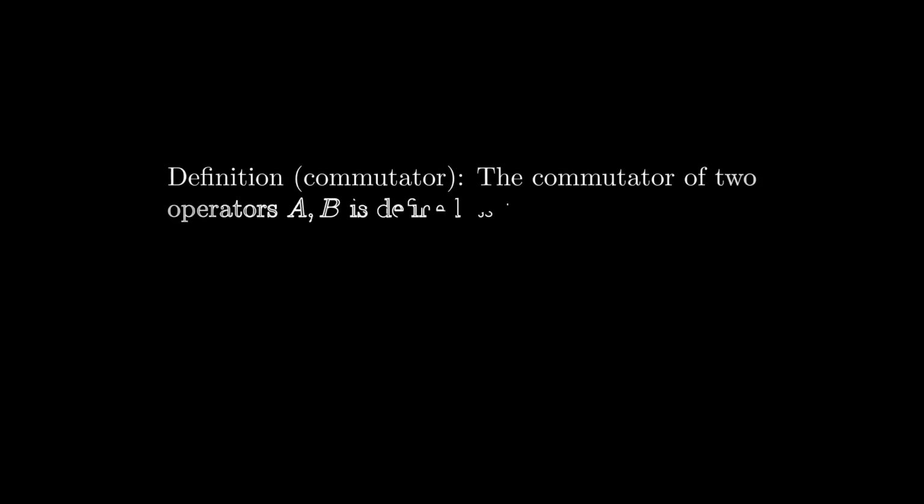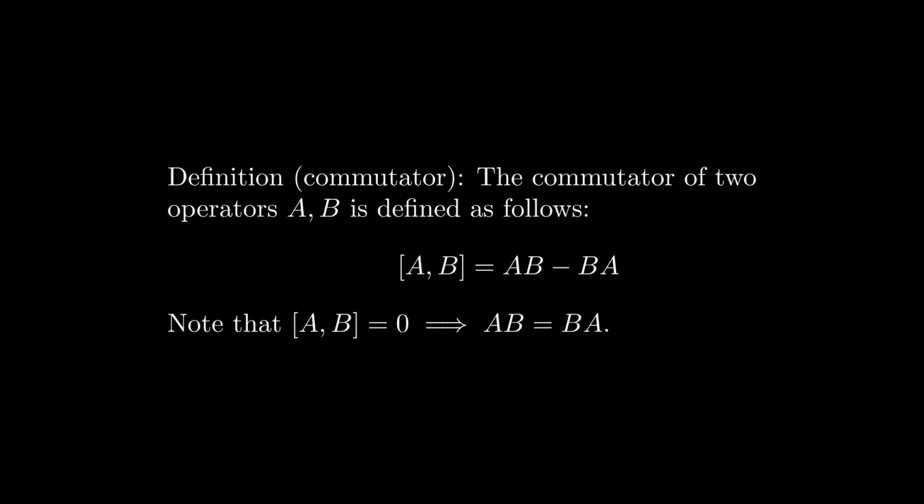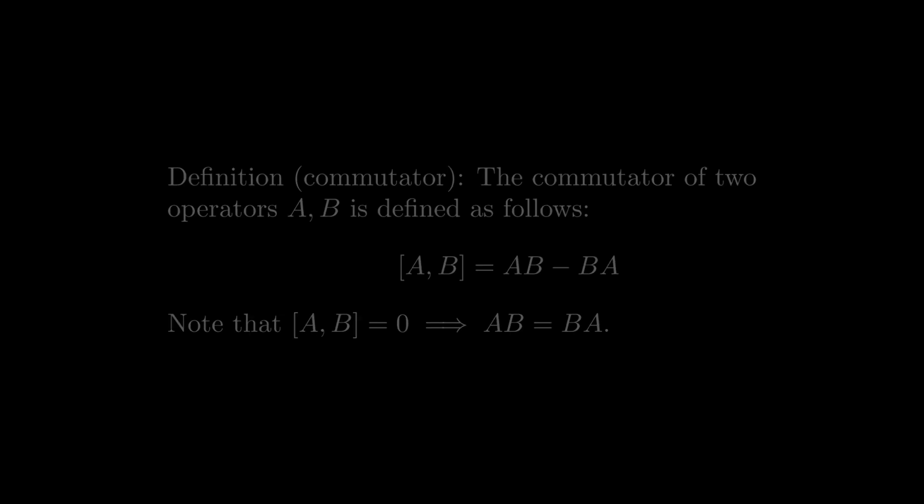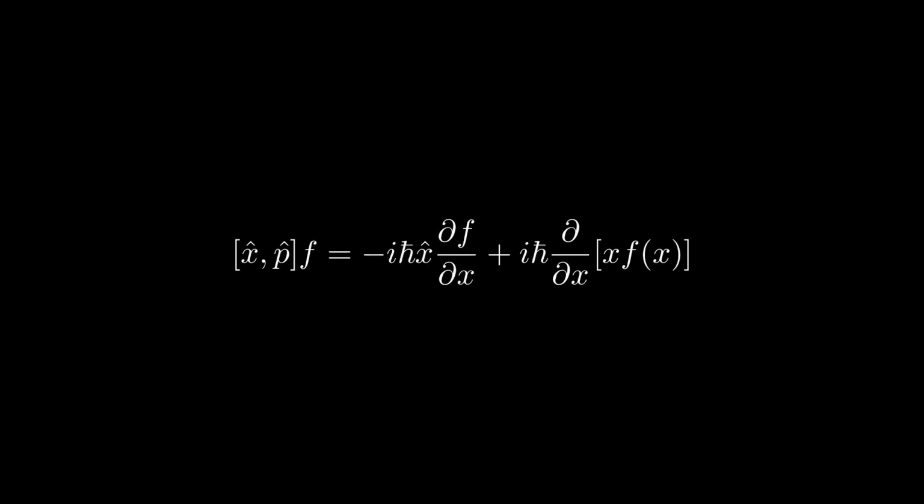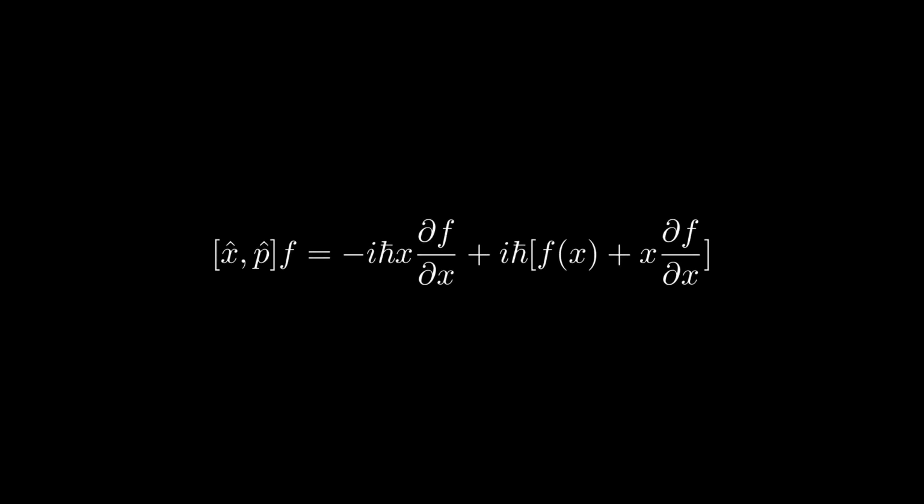We define the commutator of operators A and B as follows. Note that the commutator is 0 if and only if A and B commute with each other, as this means that AB equals BA. Let's compute the commutator of x and p. To do this, we can consider the action of these operators on a test function f of x. Expanding out the commutator, we get the following. Expanding this out using the product rule, we have that the commutator is given as i h bar, which is of course non-zero, indicating that these operators do not commute.